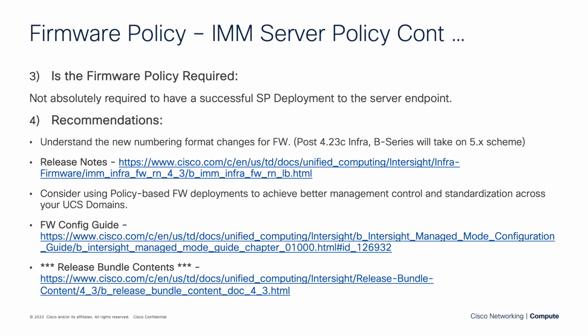As with the vast majority of Intersight Managed Mode policies, the firmware policy is not absolutely required in order to get a successful server profile deployment, but it'd be highly recommended. As far as recommendations go, I'm going to cover a lot of this in the demonstration, but there is a new numbering scheme. Basically, post 4.23 Charlie infrastructure firmware, B series will take on the new 5.x scheme of numbering, akin to what has been there with X series.